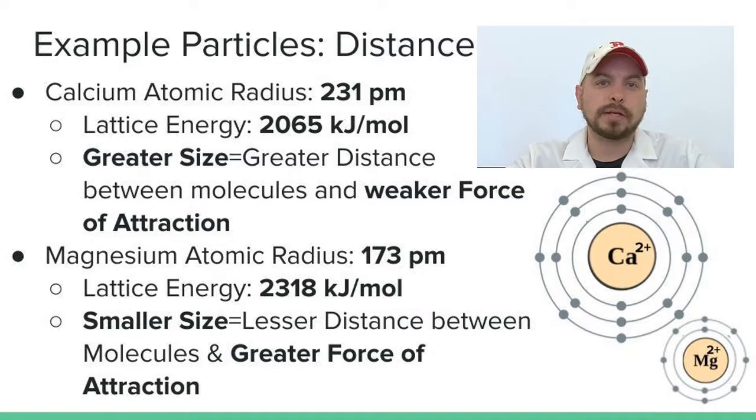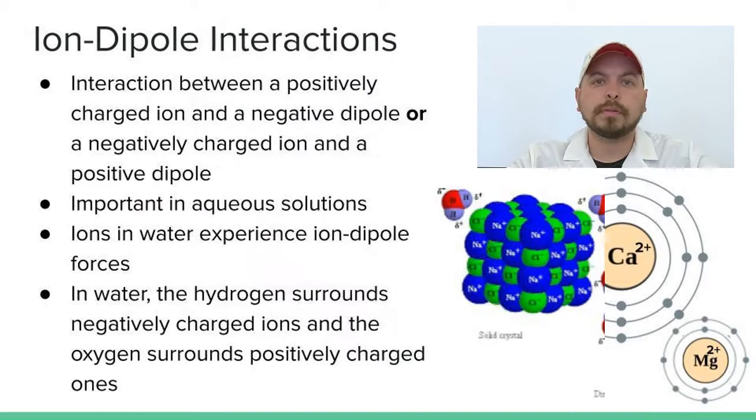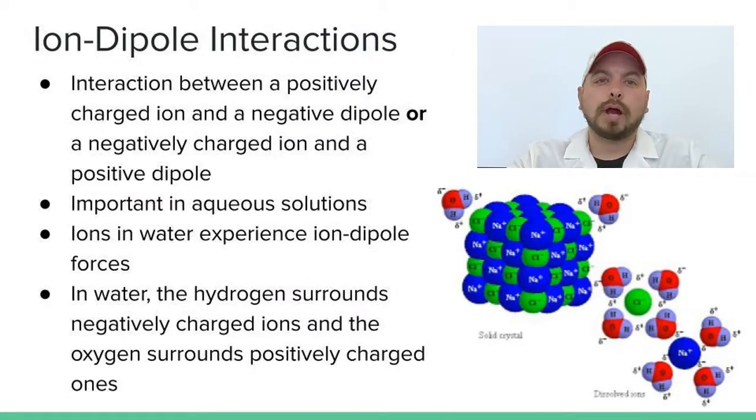We're just focusing on the Coulomb's law element, which is charge and distance. The next thing we're going to look at are ion-dipole interactions. Now, ion-dipole interactions are just as the name suggests. It's the interaction between a positively charged ion and a negative dipole, or a negatively charged ion and a positive dipole. Now, these ion-dipole interactions are really mostly relevant when we're talking about aqueous solutions.